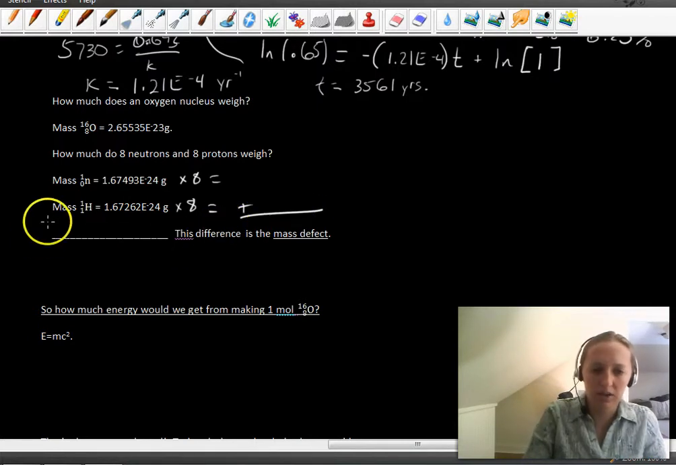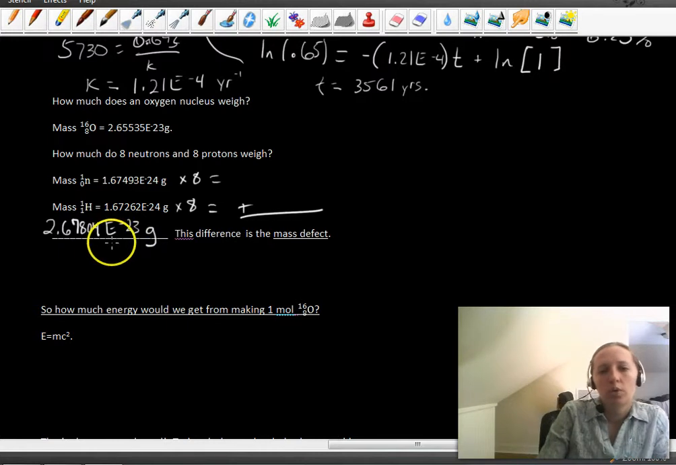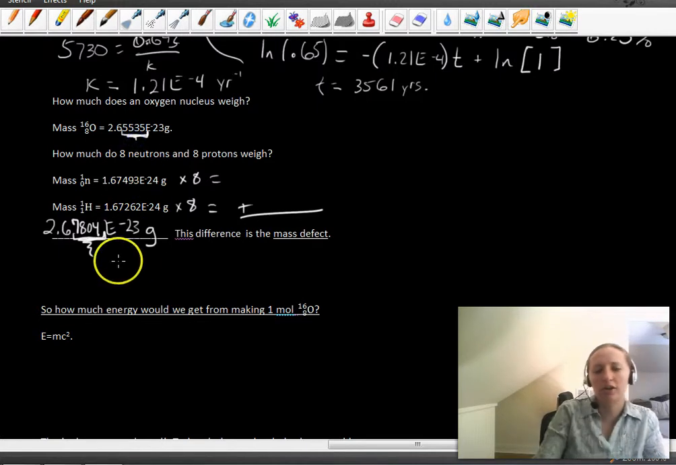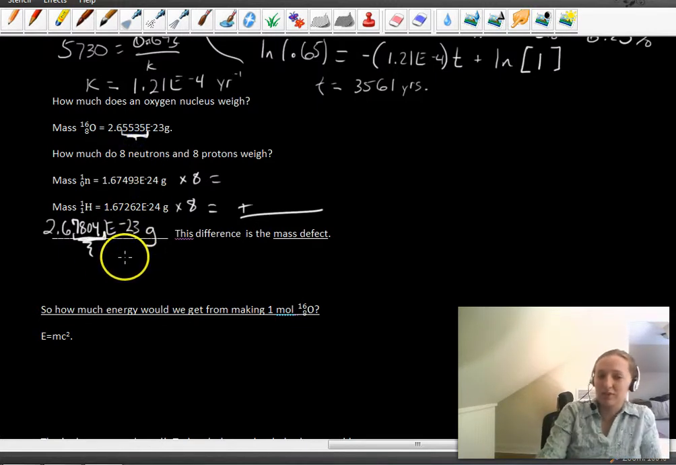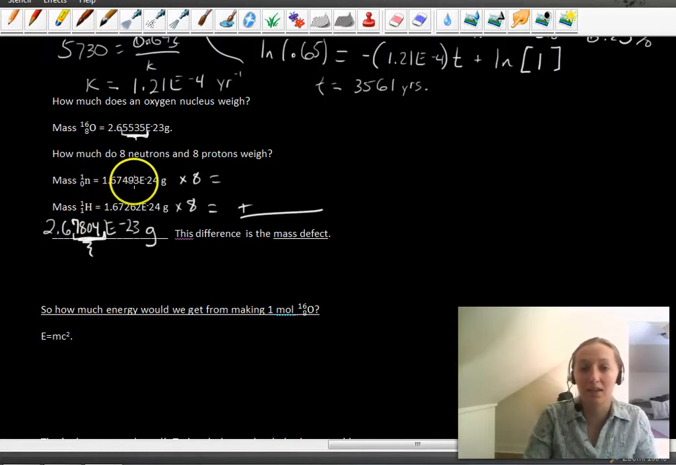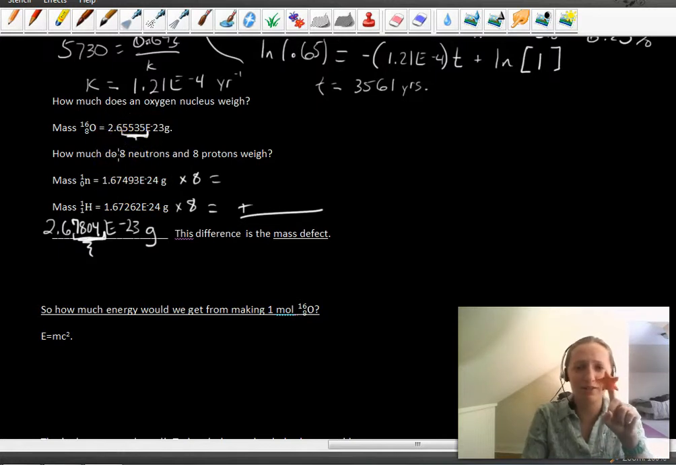And actually what you end up with is 2.67804 e to the negative 23 grams, which looks pretty similar, but if you look right here, 2.67804 as opposed to 2.65535, there's something wrong. It seems like there's something wrong because it should be the same, right? But what is interesting is that these separated particles have more mass than they do when they are together in a nucleus. But that makes me very sad inside.